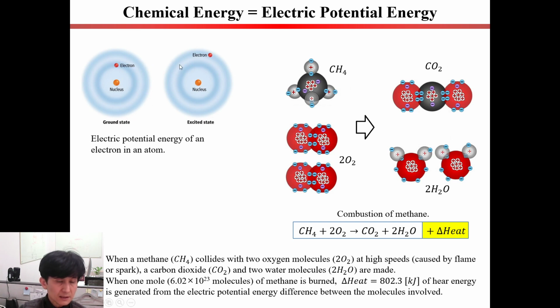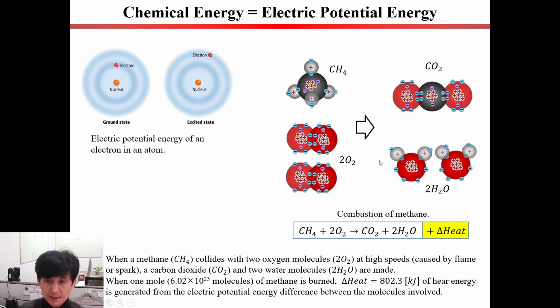And there exists a potential energy difference between an electron in an excited state and an electron in the ground state, and that potential energy is stored in an atom under an electric force. This is called the chemical energy stored in an atom or in a molecule under the electric force.